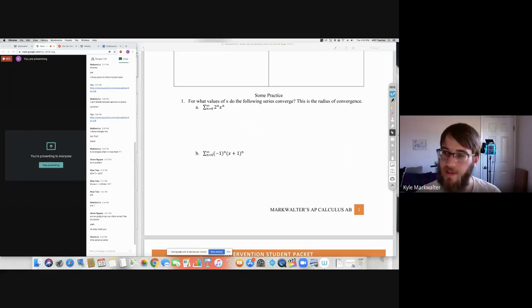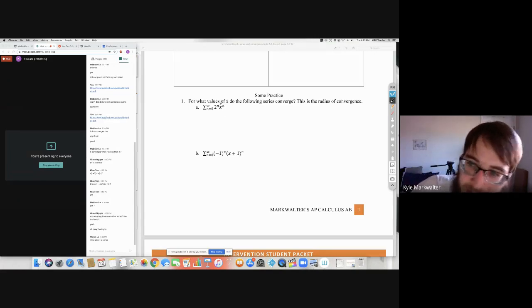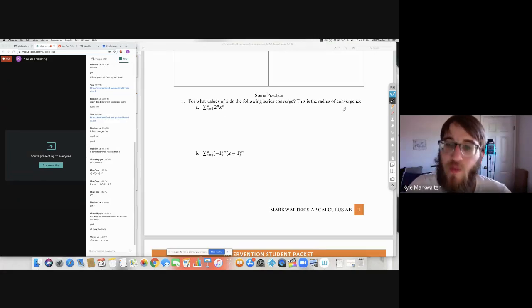All right, let's do this. For what values of x do the following series converge? Now I want to talk about this one. Technically what we're finding here is what we call the radius of convergence. Notice for 1a, n is our counting thing. x is just some variable, right? If we solve for some variable that makes a series converge, we call that the radius of convergence. Basically, what is the range of numbers that makes this thing converge?